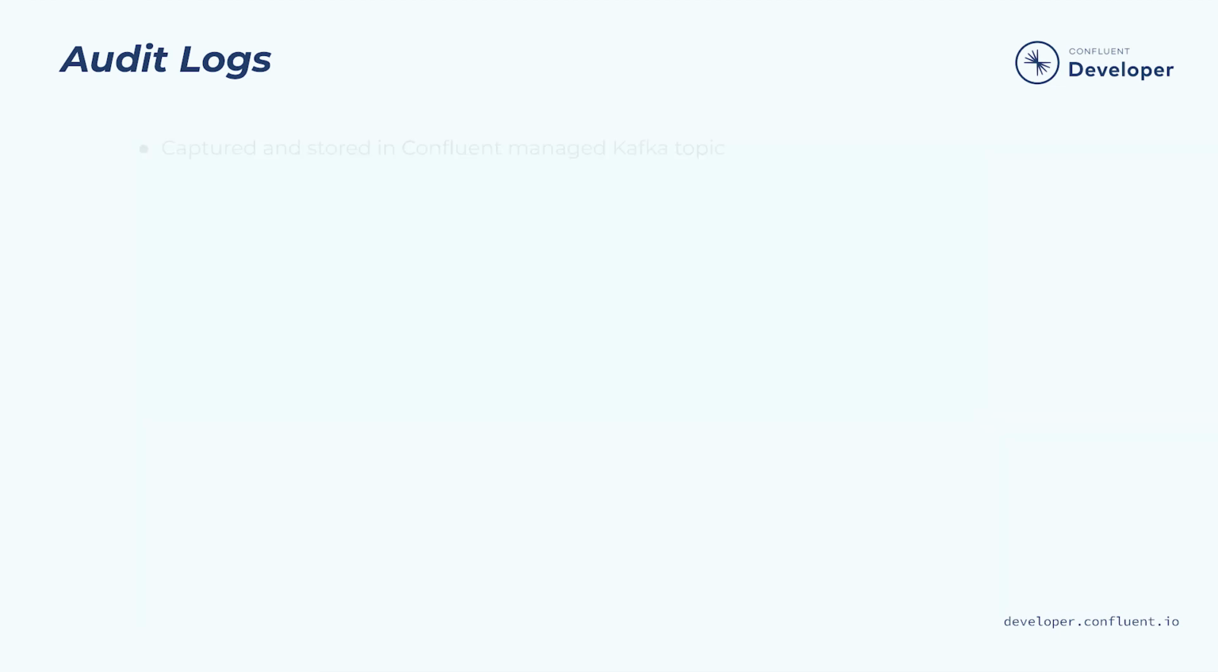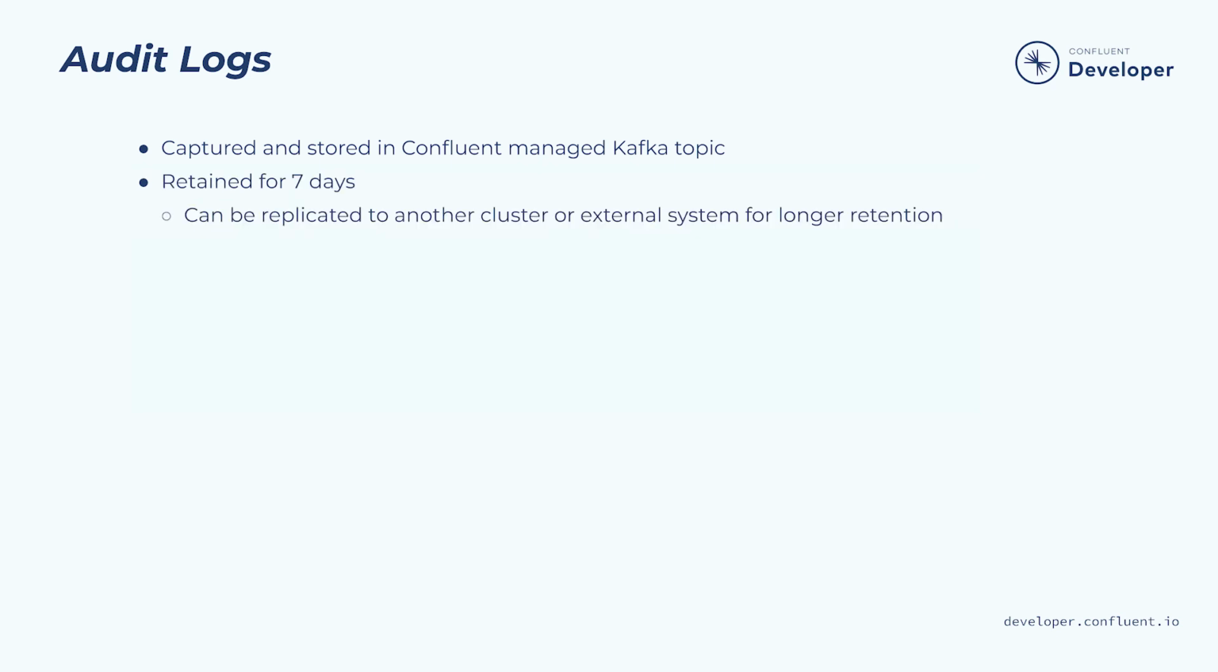Within Confluent Cloud, audit logs are captured by default and stored in a Kafka topic, and as such, can be queried or processed like any other Kafka topic. This allows for near real-time detection of anomalous audit log events. All audit log messages from your clusters are retained for 7 days on an independent cluster. If 7 days is not sufficient for your needs, we recommend replicating your logs to another cluster or external system.